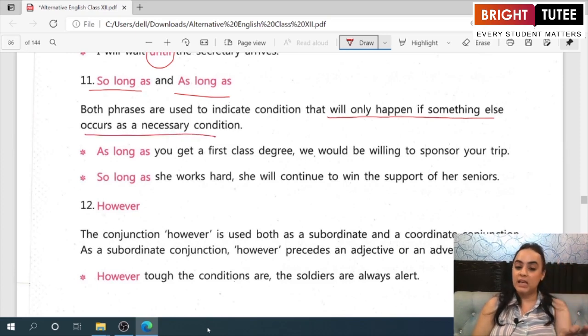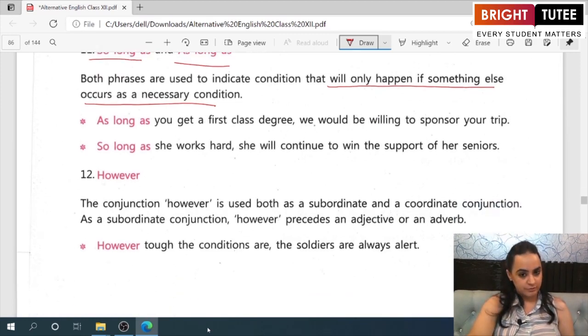So when one thing is dependent on the occurrence of something else, we use so long as or as long as. As long as you get a first class degree, we would be willing to sponsor your trip. So what is the condition for us to sponsor your trip? If you get a first class degree. So long as she works hard, she will continue to win the support of her seniors. So the condition is being talked about.